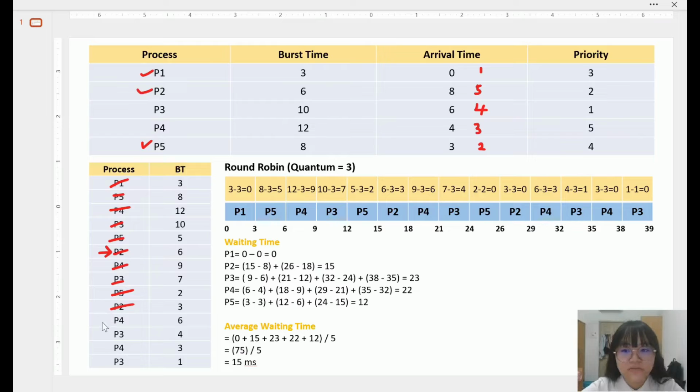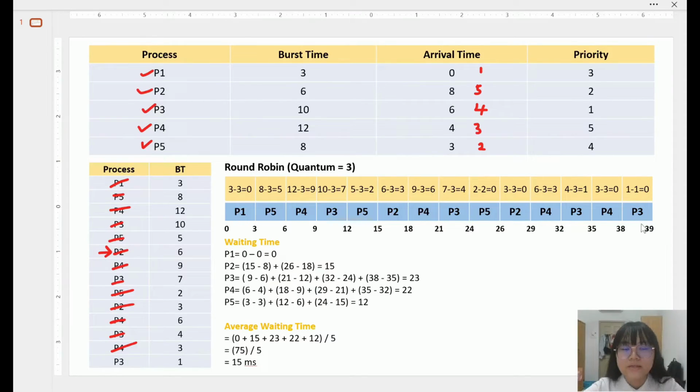Then we run P4. P4 remaining 6 minus 3 we get 3. After we run P4, we put it at the bottom because it has a remainder. Then we run P3. P3 remains 4 minus 3 and gets 1, so it will be put at the bottom. And we run P4. P4 has 3 left minus 3 and we get 0, so it is already completed. So we run the last one, which is process 3, and we get 0.